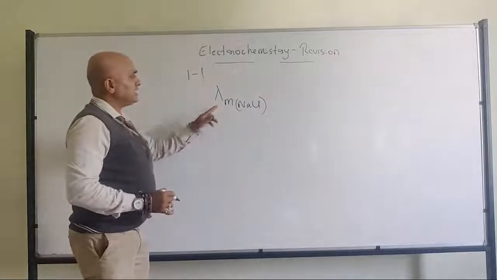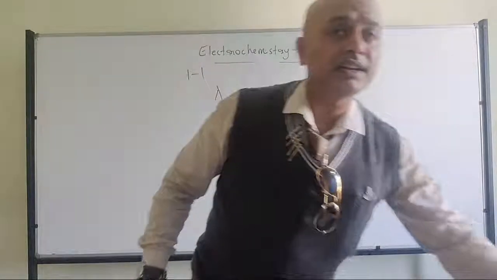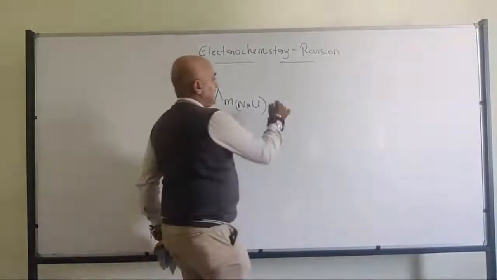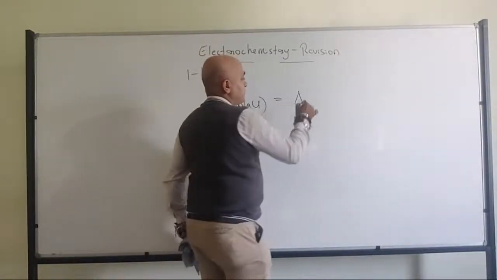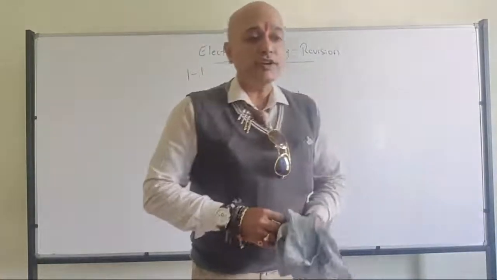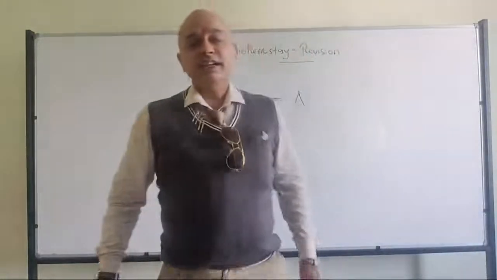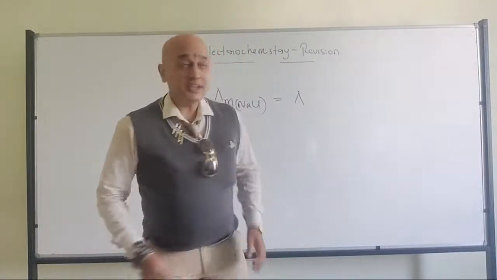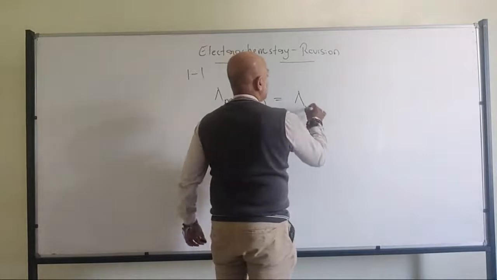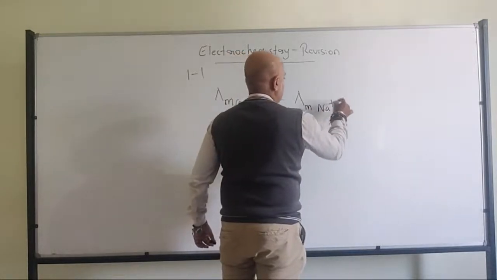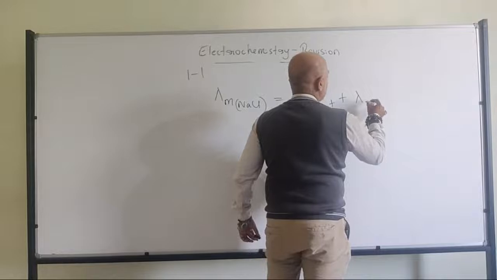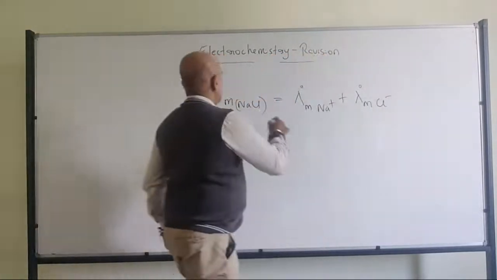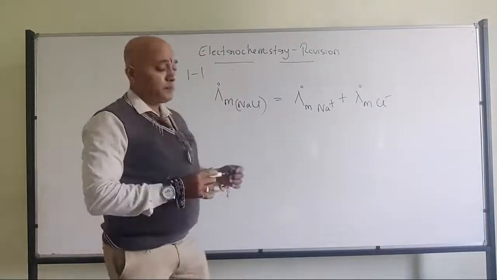Now, limiting molar conductivity of NaCl will be equal to, according to Kohlrausch's law, what should be there? It should be equal to, anyone? Limiting molar conductivity of Na plus and limiting molar conductivity of Cl minus. Na plus and Cl minus.